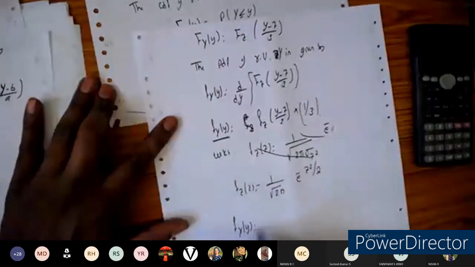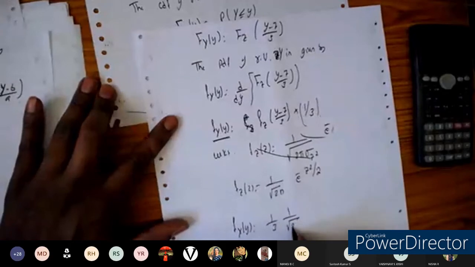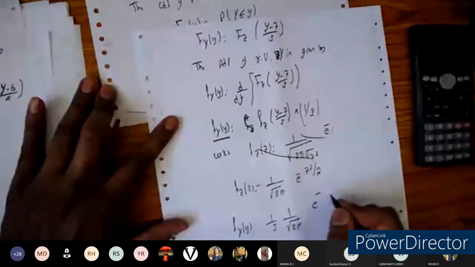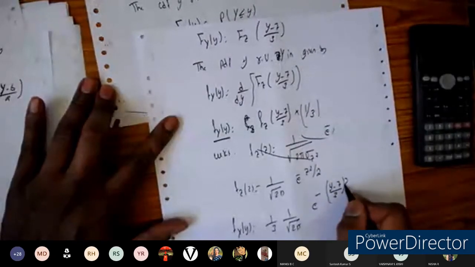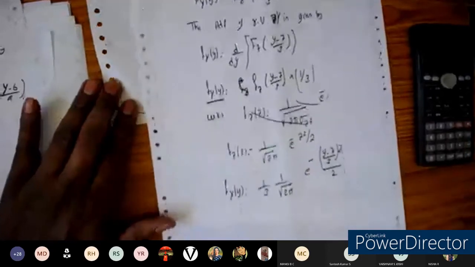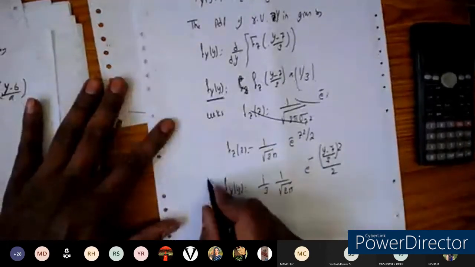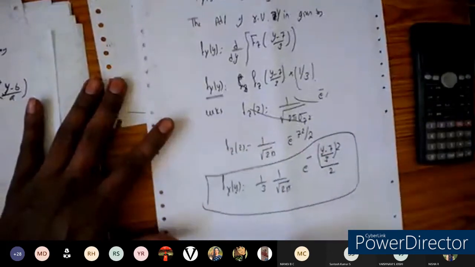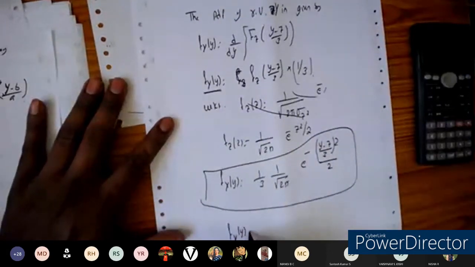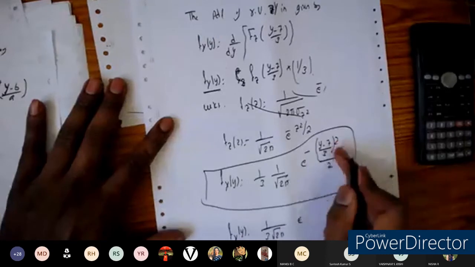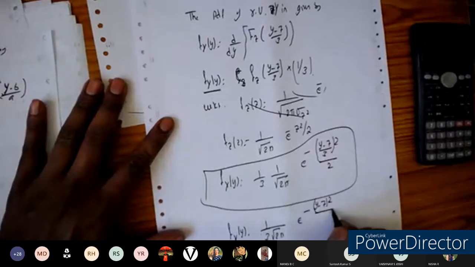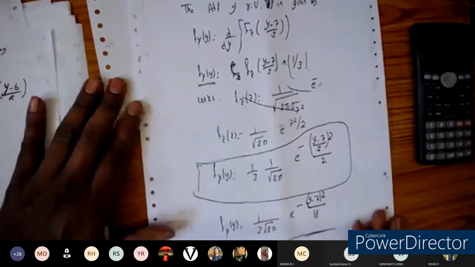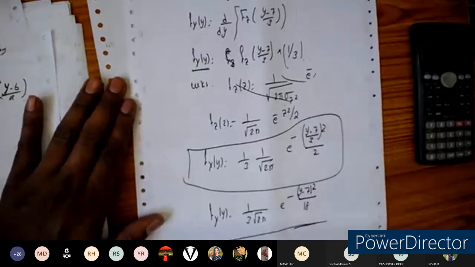So fY of y is equal to 1 by 3, and wherever z is there, it is replaced, so e to the power of minus (y minus 7) divided by 3 the whole square, divided by 2 here. So this is the PDF of the random variable y we are going to obtain. Or else if you want to simplify, you can write 1 by 3 into square root of 2 pi into e to the power of minus (y minus 7) the whole square divided by 18, since 3 square is 9 and 9 twos are 18. So this is the PDF of the random variable y.